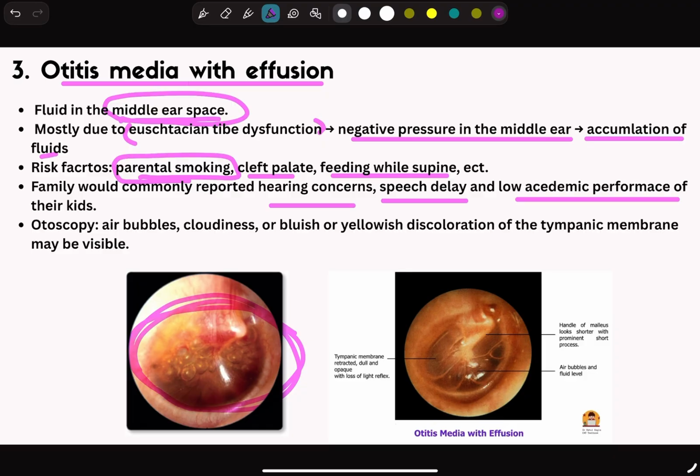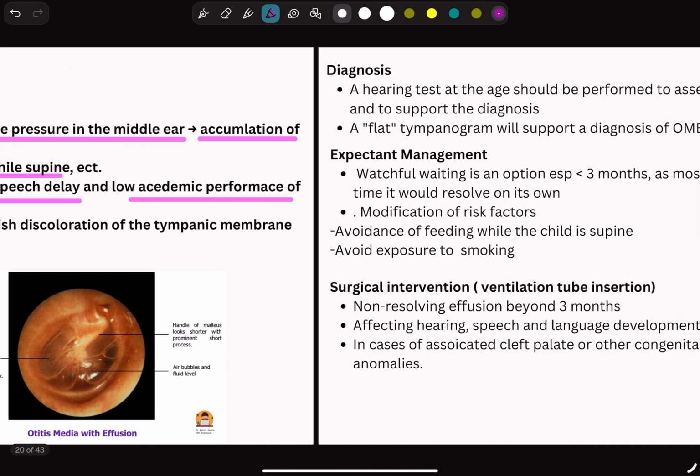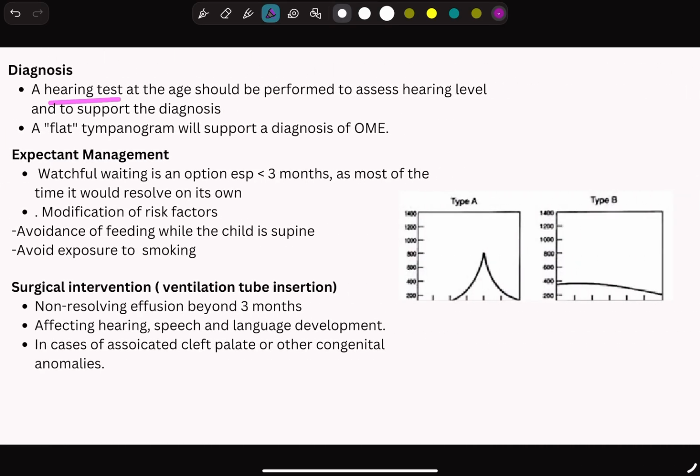It's not the usual color that we see. There are some bubbles there, which indicates there is fluid inside. It is very important that we do a hearing test to assess the hearing level, as well as a tympanogram. The tympanogram basically assesses the mobility of the tympanic membrane, and if there's fluid, it will not be mobile, so it will give a flat line, which we call type B, and that indicates there's effusion.